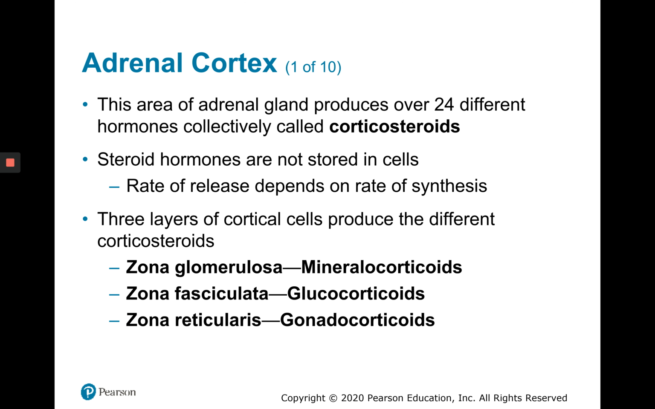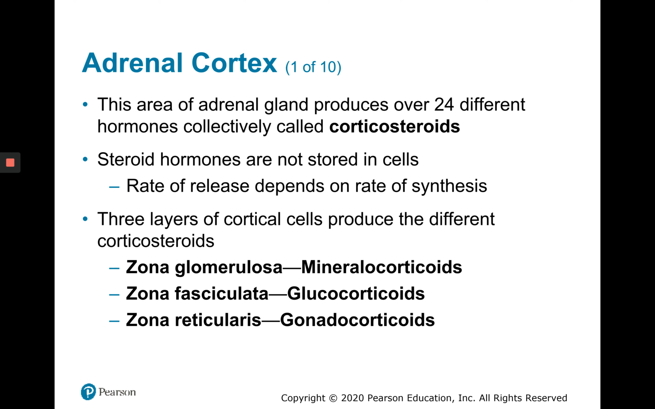So let's look at the cortex first, so the outer part of the adrenal gland. So this is the area of the adrenal gland that produces over 24 different hormones, and all of these hormones produced from the adrenal cortex are going to be collectively called corticosteroids. Now, we're not going to go into detail over all 24 different hormones, but for each area, we're going to kind of pay attention to a couple of key players.